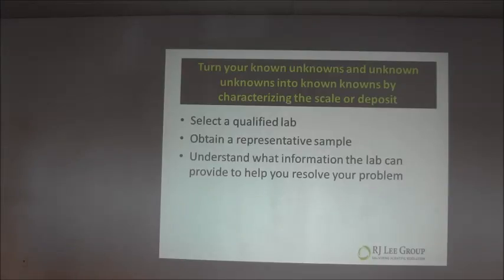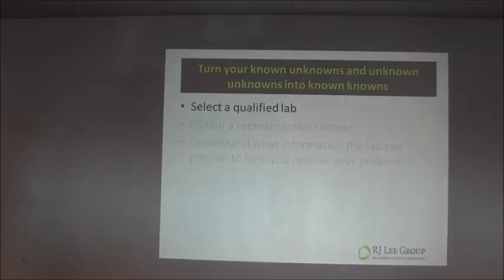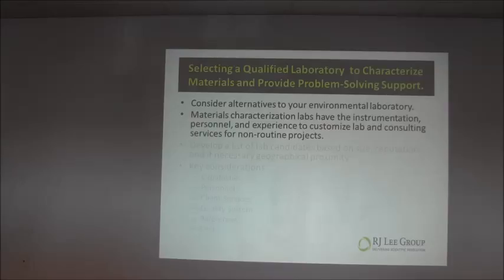Okay, and to do that, I'm going to talk a little bit about, first of all, selecting the lab and how you get samples and a little bit about the information that you can get from the lab. So let's talk first about selecting a lab. The first thing I'm going to ask you to do, and this is a hard habit to break, is to consider alternatives to your environmental laboratory. If you're a production company, you probably have some type of a relationship with an environmental laboratory. They do a very good job for you in analyzing water samples, compliance samples, and so forth. They're not typically the lab that's best suited to solve problems.